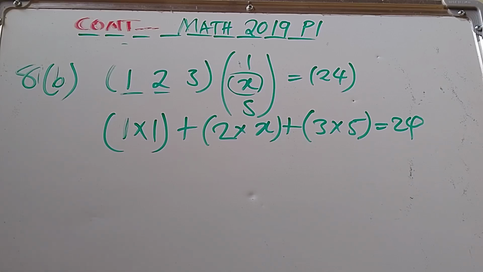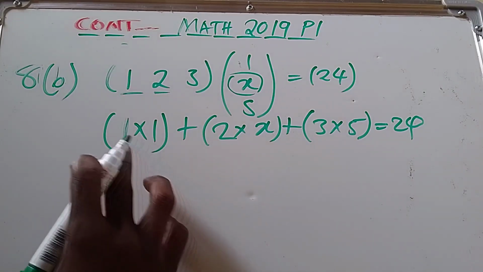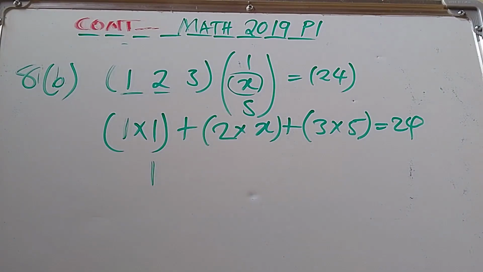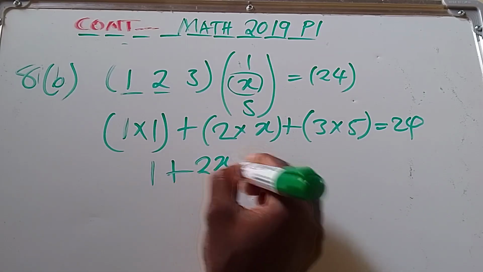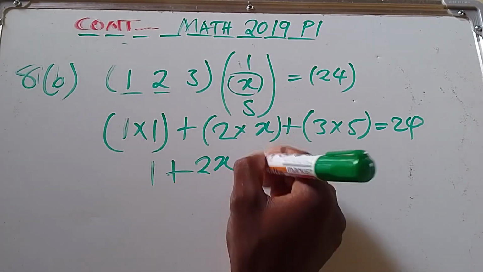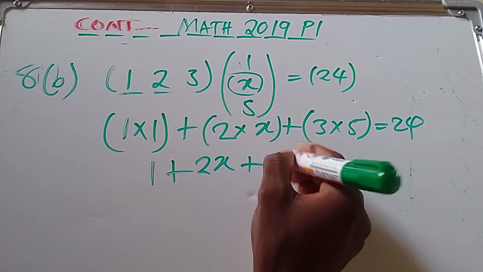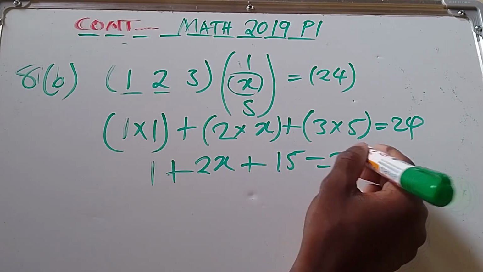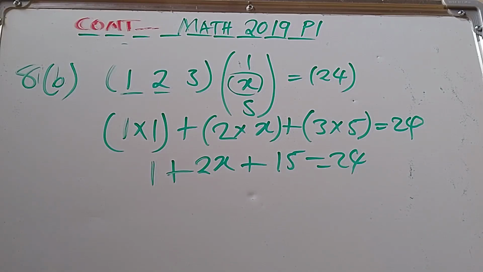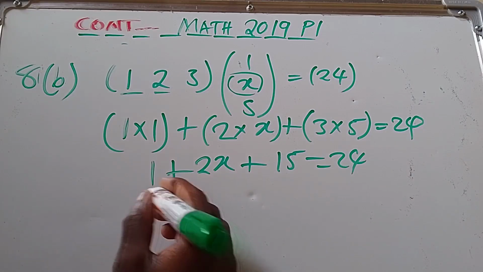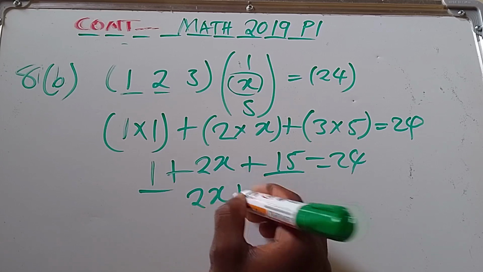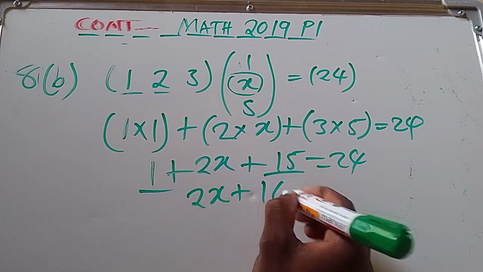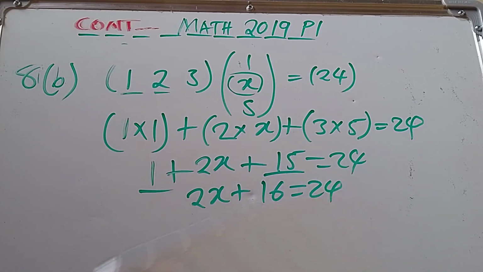So now we multiply 1 times 1, the answer is 1, plus 2 times x, the answer is 2x, plus 3 times 5, the answer is 15, is equal to 24. I hope you are able to see what I'm doing. This is how we handle this question. So these are like terms. We say 2x plus 1 plus 15, the answer is 16, is equal to 24.